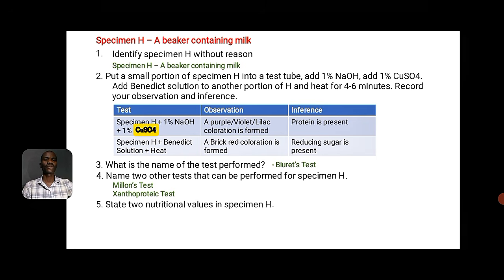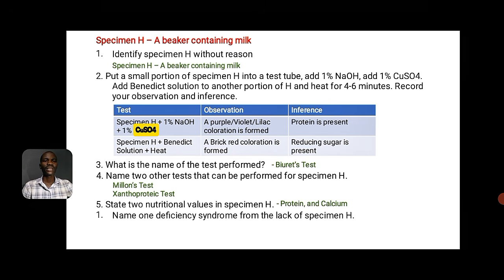Number 5, state 2 nutritional values. So you have protein and calcium. Name 1 deficiency syndrome from the lack of specimen H, from the lack of protein or from the lack of calcium. For the lack of protein, you are going to have kwashiorkor. This one is very, very important. Then the second one is rickets. That is, when somebody does not have enough calcium, it leads to weak bones, and then the bones might be bent like a bow. So we call it bow leg. So rickets.